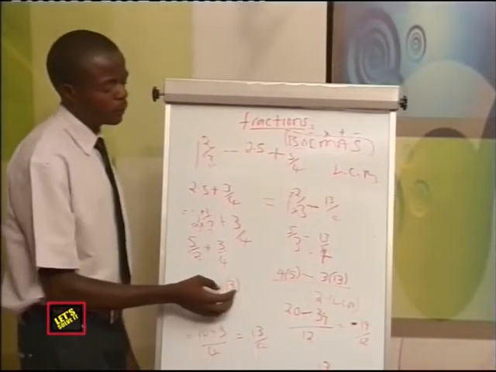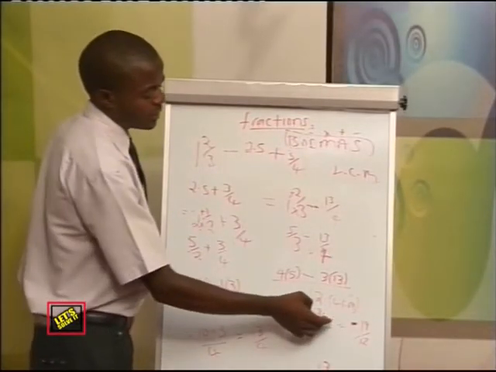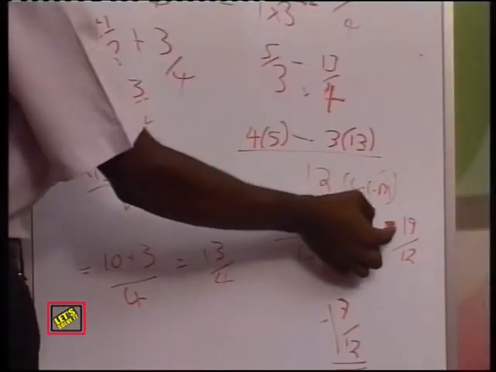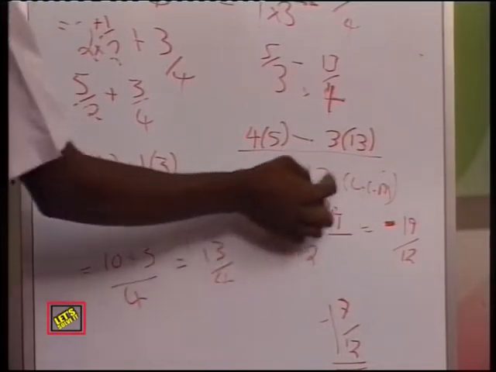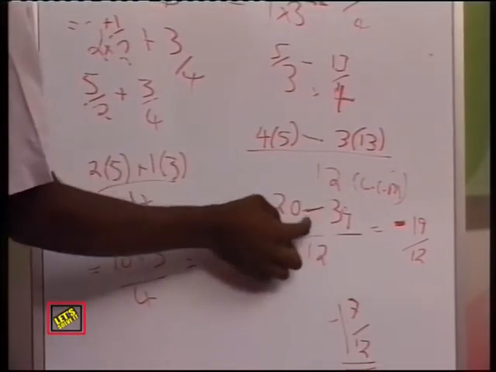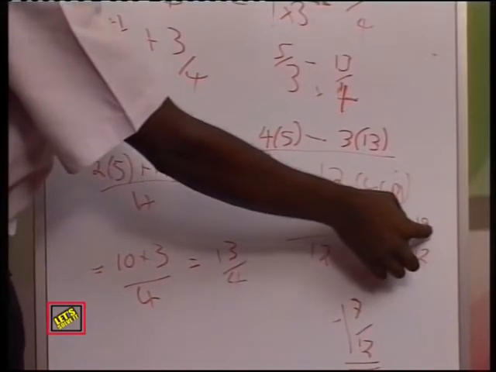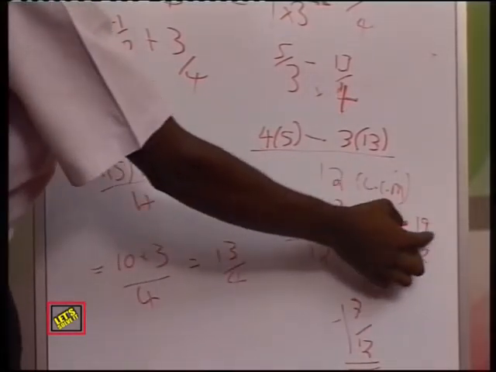Here we subtract 20 minus 39. The answer is negative 19. Why a negative? You always get the sign of the bigger number. So the sign of the bigger number here, 39 carries a minus sign. So the answer will be negative 19, sorry, over 12.